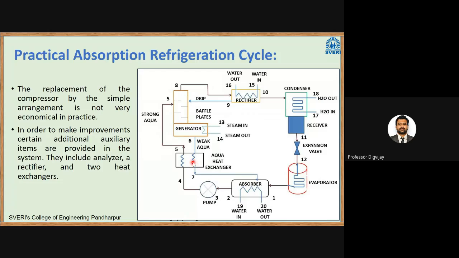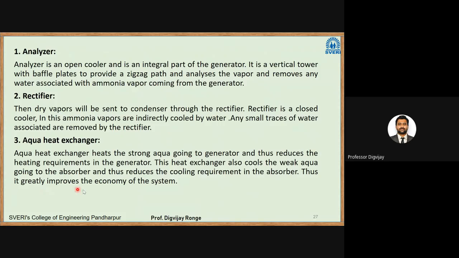This will give off its heat to this solution. So this will be preheated and this will be pre-cooled. Thus, it greatly improves the economy of the system. So we have three auxiliaries: the analyzer, second the rectifier, and third the aqua heat exchanger.